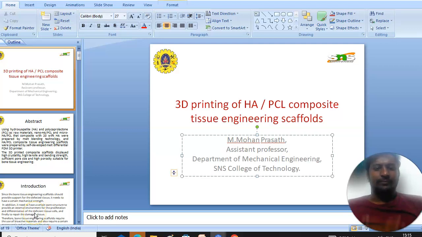Good morning. Today we are going to look at a case study on 3D printing of hydroxyapatite PCL composites for tissue engineering scaffolds.